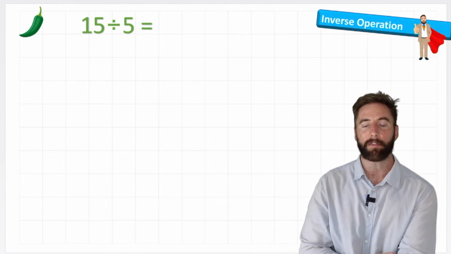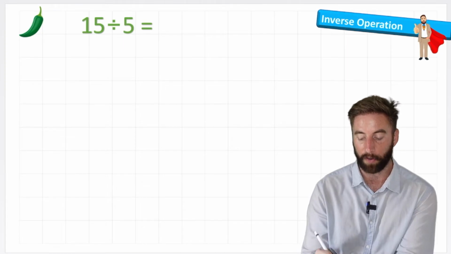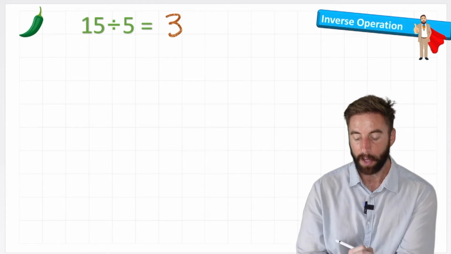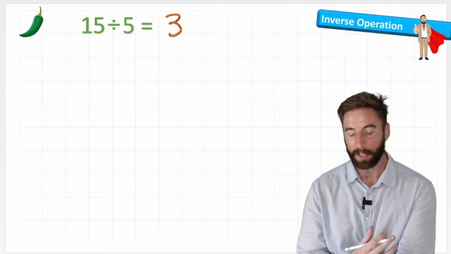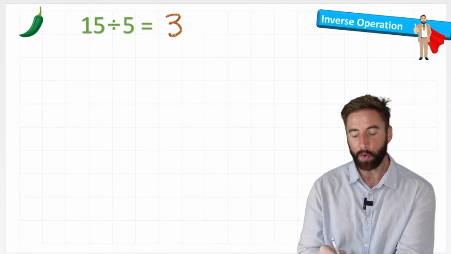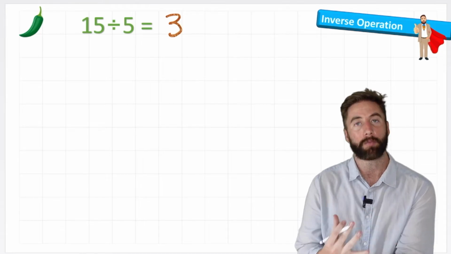So we have 15 divided by 5. So we know that if we have 15 divided by 5, we're going to get an answer of 3. There are 3 5s in 15. So what does inverse mean? Inverse essentially means the opposite. So division is the opposite of multiplication. So we can use these same numbers to create another number sentence, which is multiplication.